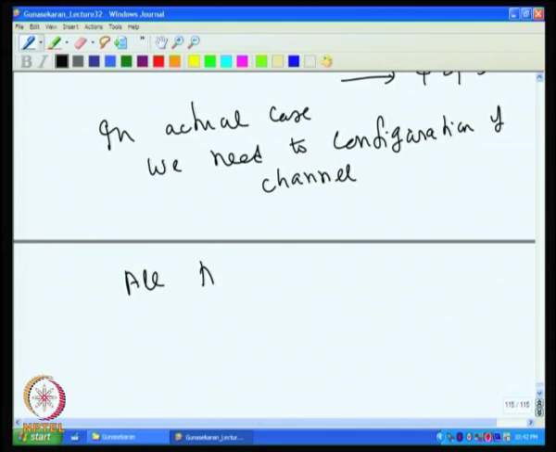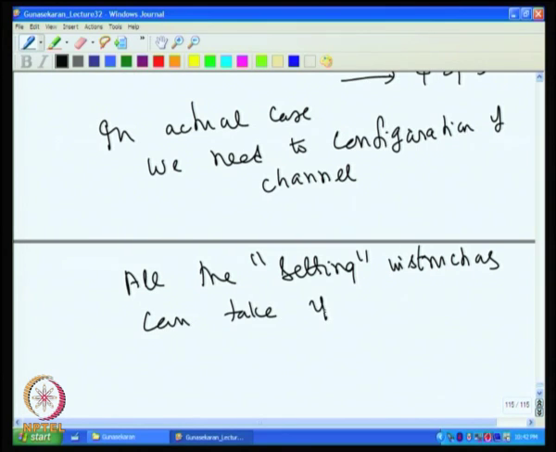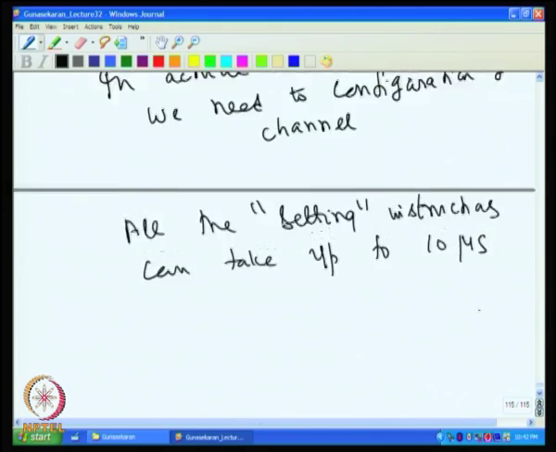So, all the other setting instructions can take up to 10 microsecond. So, one conversion typically needs about 50 microsecond time. It is the minimum time that is required for the complete 10 bit accuracy.